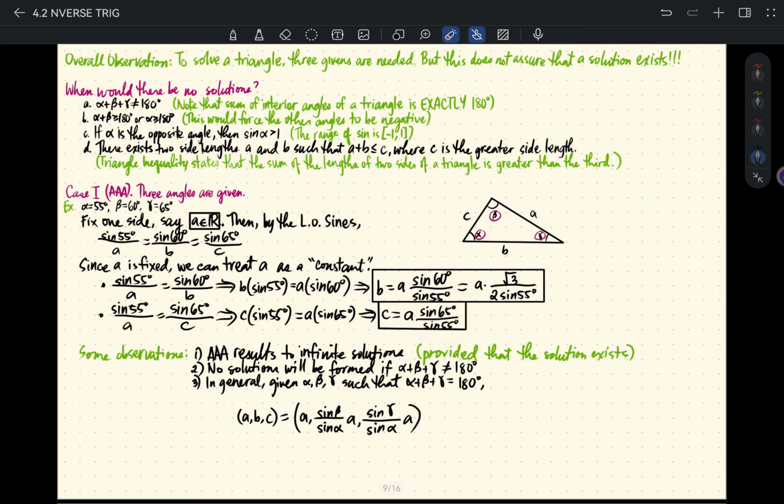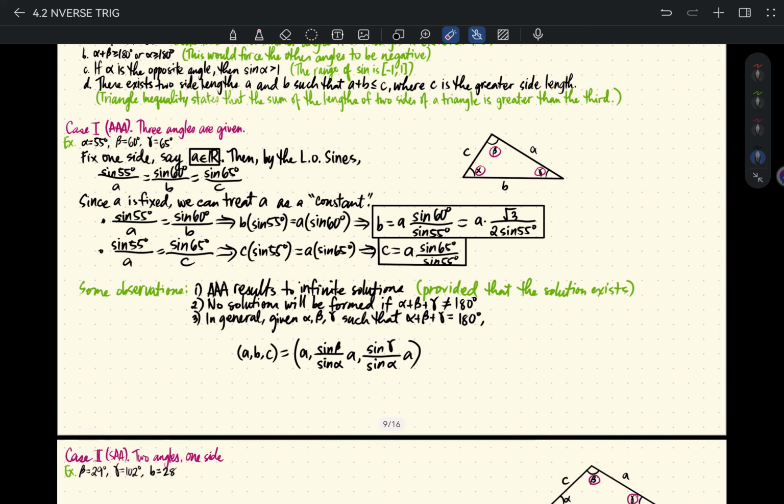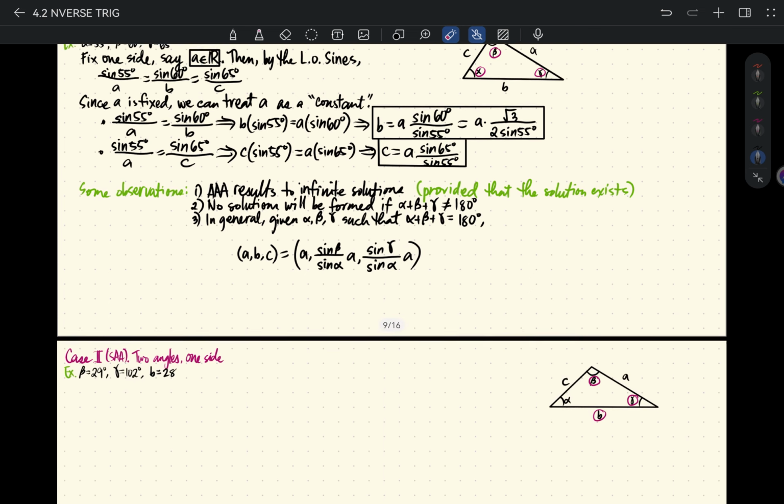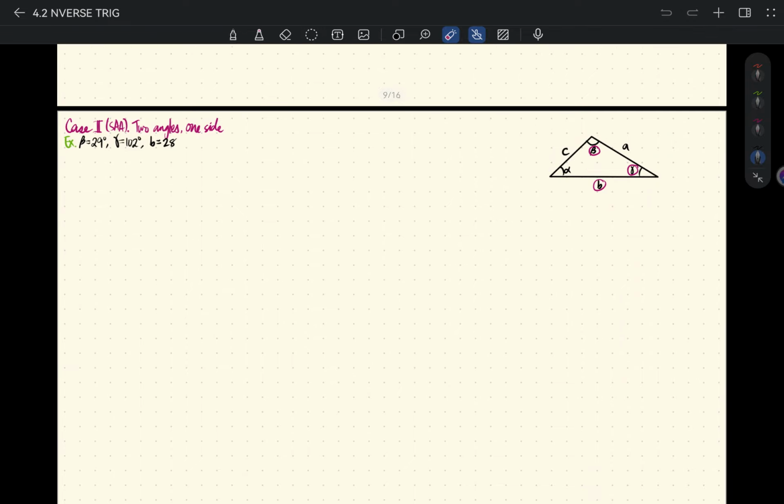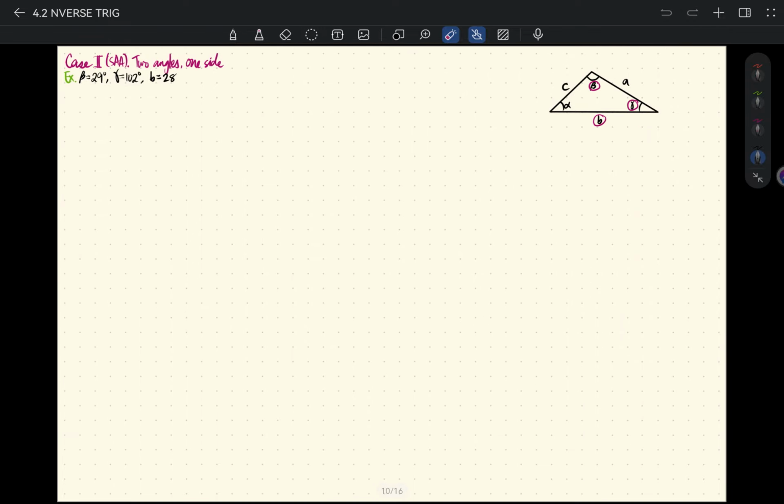So the AAA case, that's quite easy, no? It's not really that hard. So now let's proceed to another case. Here you have the so-called SAA case. When we say SAA, that means you have two angles and one side.